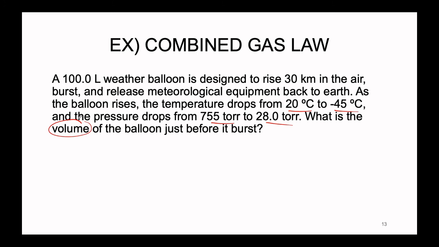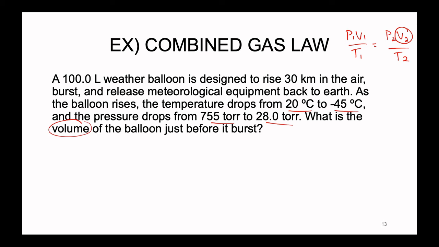All right, enough time to work. Let's come back together. P1V1 divided by T1 is equal to P2V2 divided by T2. This is our combined gas law. This is the equation we're going to be using to calculate what our final volume is. All right, so let's inspect our data as we plug it into this equation.